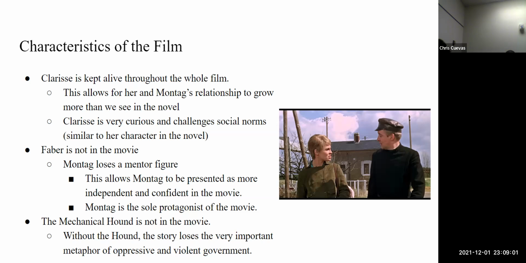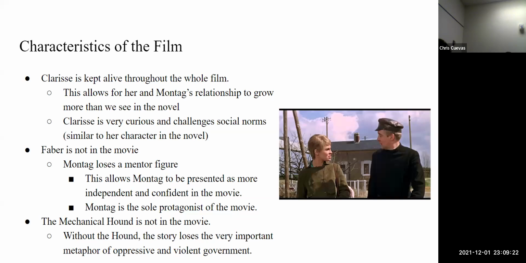And so because of this choice, Montag kind of loses the mentor figure that he has in the novel. And this allows Montag to become more independent and confident. He's presented more alone than he was in the book. And so he is now like the sole protagonist of the story because he doesn't have Faber whispering in his ear like he does in the novel.